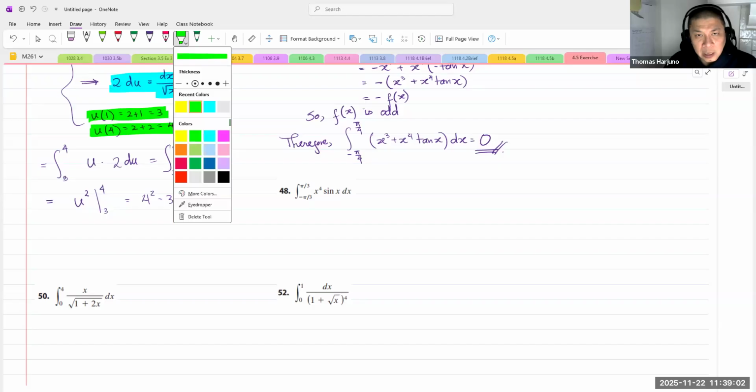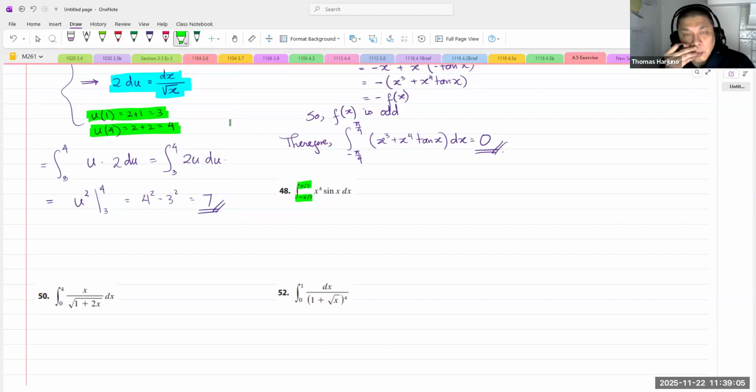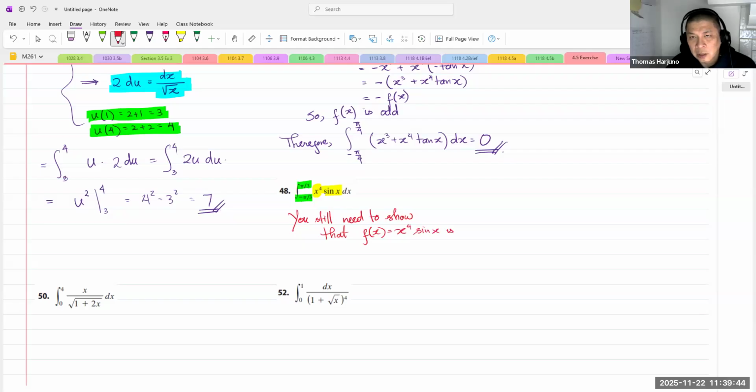that the domain of integration is opposite, from negative pi over 3 to pi over 3, right? X to the fourth, of course, is an even function, but multiplying by an odd function, sine x, this becomes 0. But you still need to show explicitly that f of x equals x to the fourth sine x is an odd function.